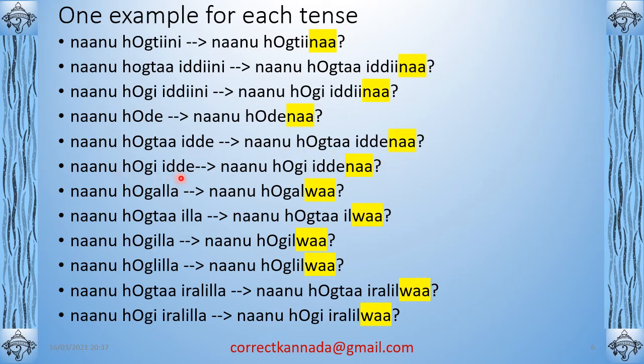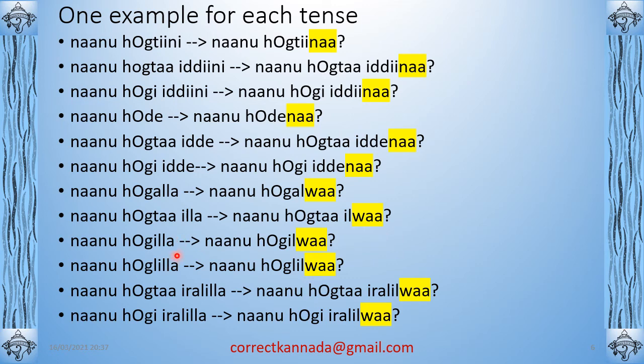Naanu hogidde, naanu hogiddena. Again, naanu hogidde is your past perfect, right? I had gone. Then had I gone is your naanu hogiddena. Naanu hogalla, I am not going. Naanu hogalva, am I not going? So naanu hogta illa, right? Again, I am not going. Present continuous negative tense. Naanu hogta ilva, then naanu hogilla, right?